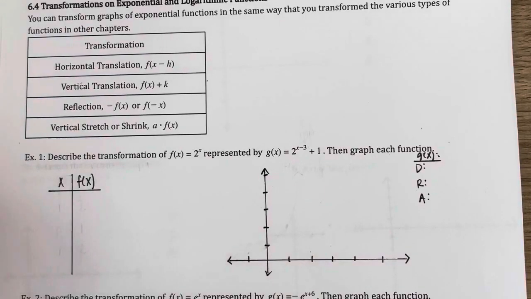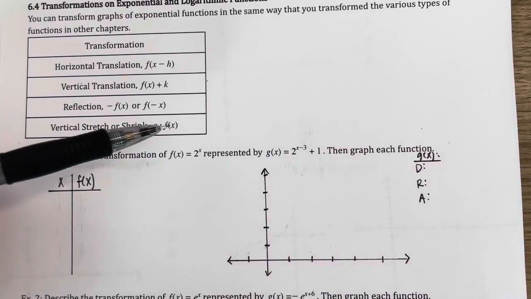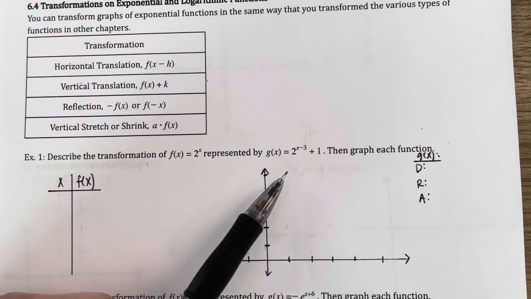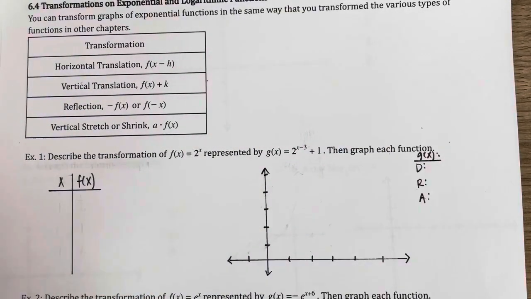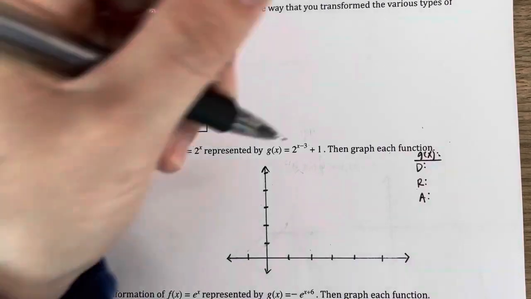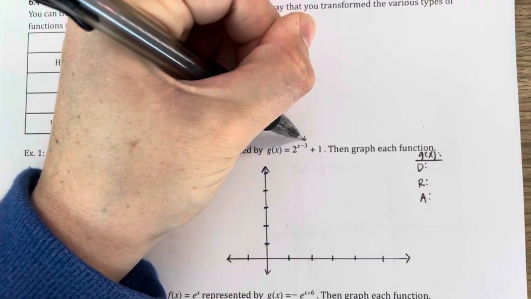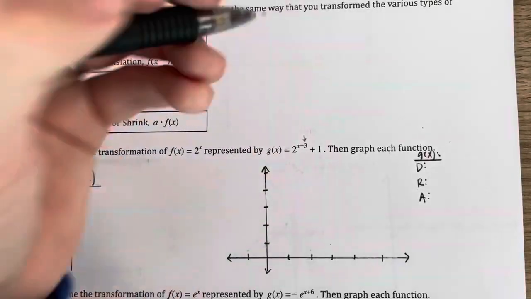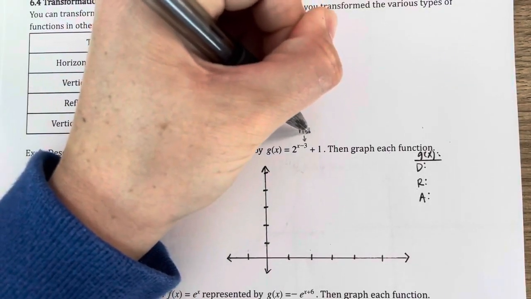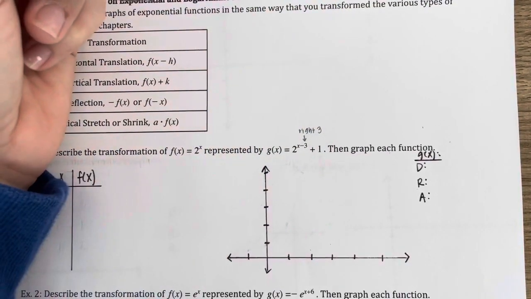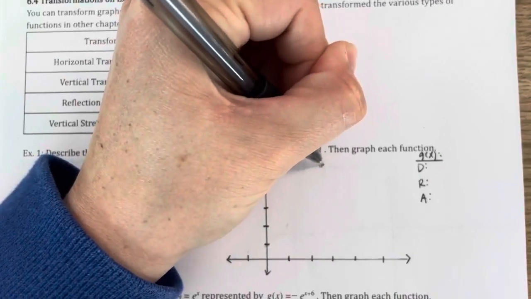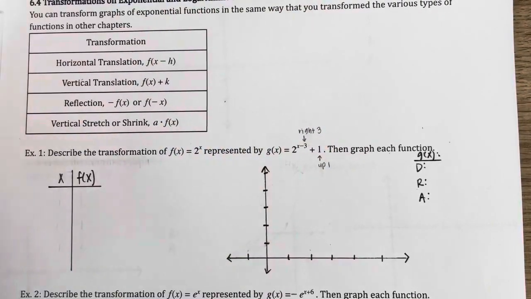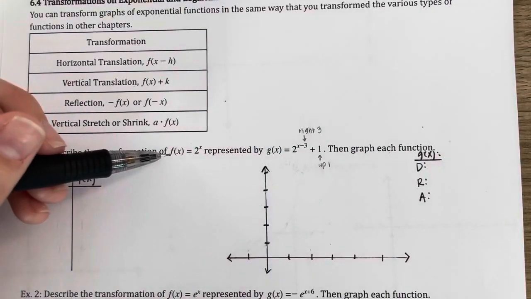So for example 1, describe the transformation of f of x equals 2 to the x power, represented by g of x equals 2 to the x minus 3, plus 1, then graph each function. Up here with g of x, we're taking 3 away from x. So that means that h is equal to 3, because there's already that negative embedded in there. So we're going to go right 3 because h is positive 3. And then this 1 added after is telling us that we need to go up 1. But we're just going to make a table for the parent function and then do the transformations after we have those points. So for f of x equals 2 to the x power.